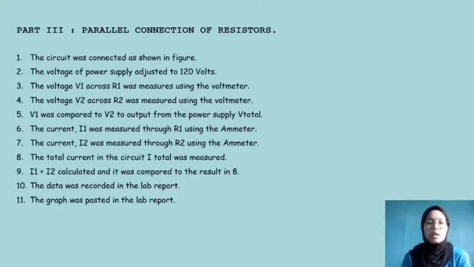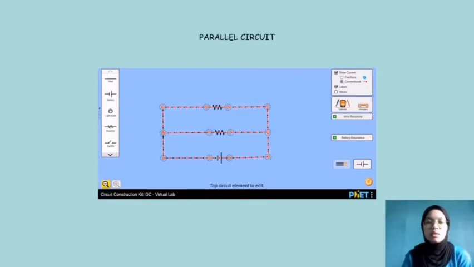The current I1 was measured through R1 using the ammeter. The current I2 was measured through R2 using the ammeter. The total current in the circuit, I total, was measured. So I1 plus I2 was calculated and compared to the result in A. The data was recorded in the lab report and the graph was also included in the lab report. So this is the example of a parallel circuit.